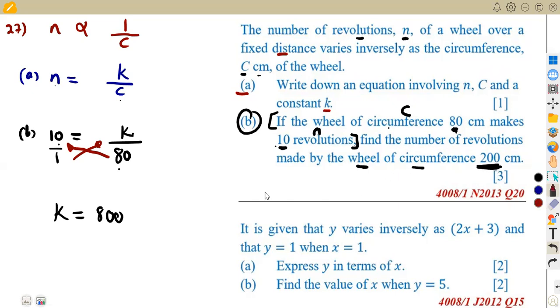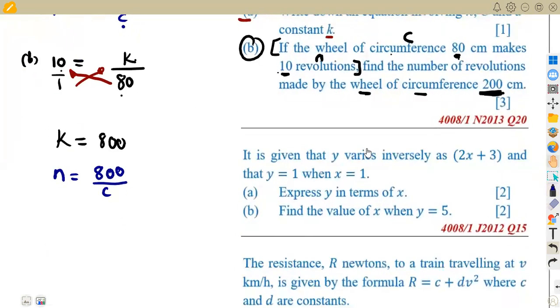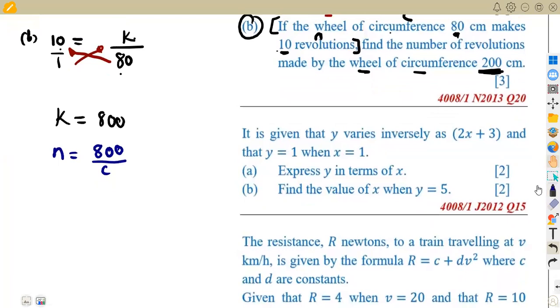So we are supposed to substitute back the K that we obtained so that we have a relationship between N and C, the circumference. So N is going to be K, which is 800 in this case, over the circumference. That means we now have a relationship connecting the speed and the circumference. So our N, the number of revolutions, is going to be 800 over C.